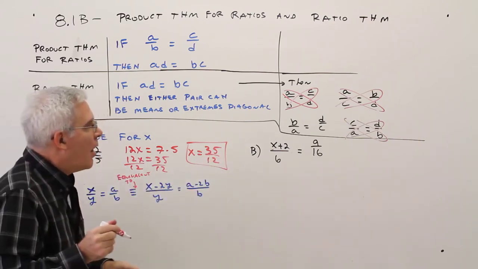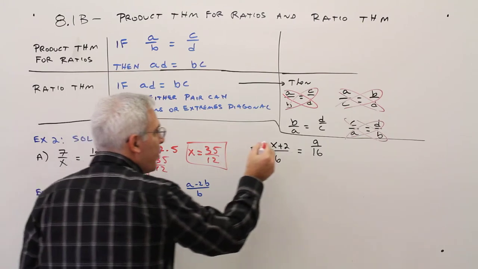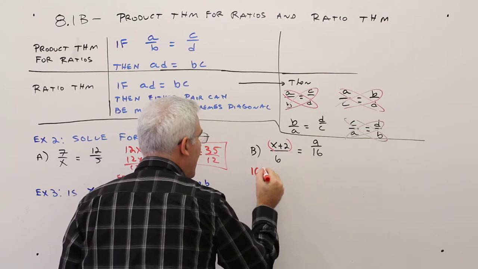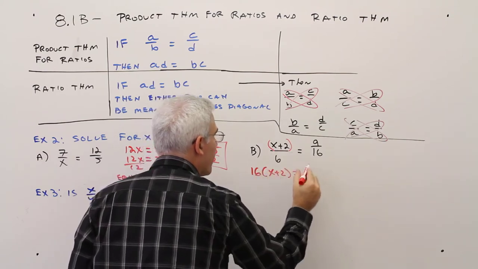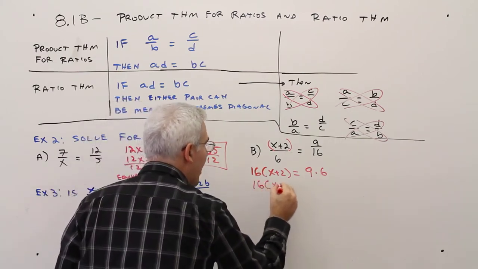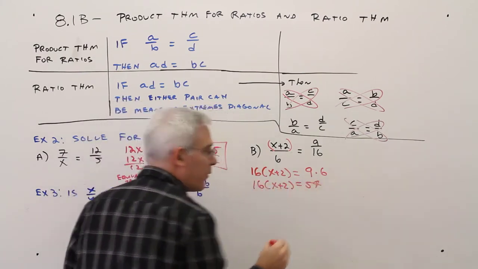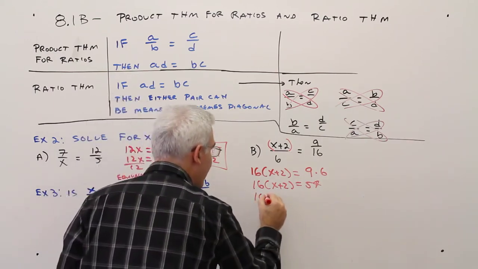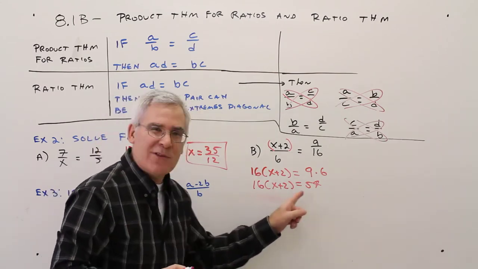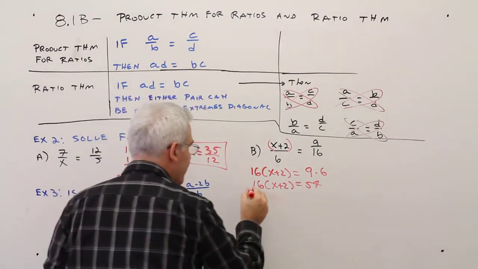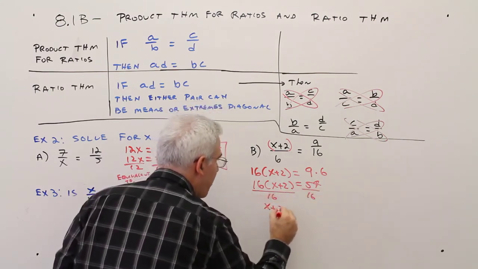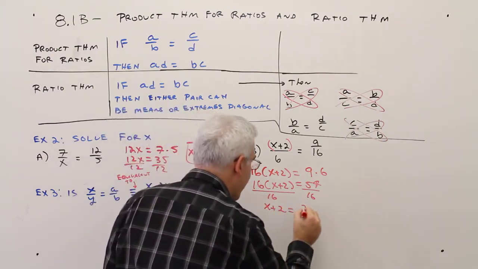Okay, over here, same thing, I'm going to cross multiply. Let's just be careful that we distribute properly. So now I'll have 16 times (x plus 2) equals 9 times 6. 16 times (x plus 2) equals 54. Oh, I'm sorry. Instead of distributing there, let's just divide each side by 16. Divide by 16, divide by 16. x plus 2, that could be reduced to 27 over 8.